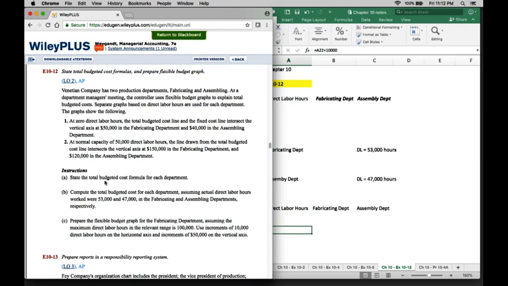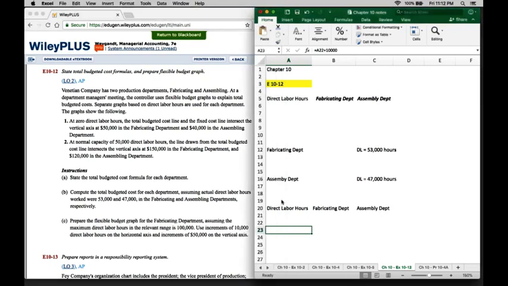State the total budgeted cost formula for each department, and then they've asked us to compute the cost assuming the hours are 53,000 and 47,000 hours in each of these departments. And they've asked us to prepare a graph. Now on Volley Plus, you're not going to do the graph, but for the rest of it, but I will show you a graph as well over here. So let's start with what we have over here.